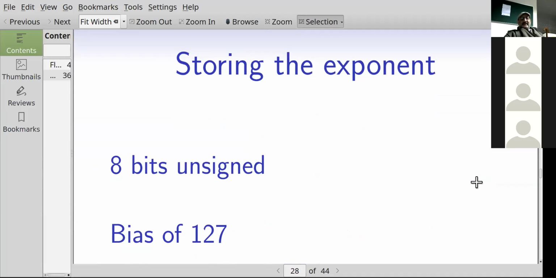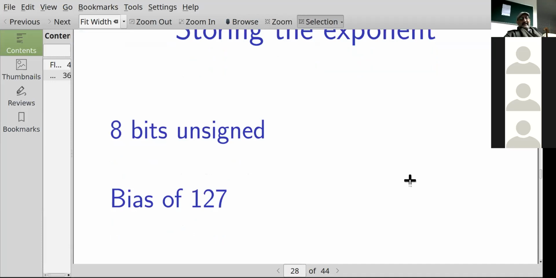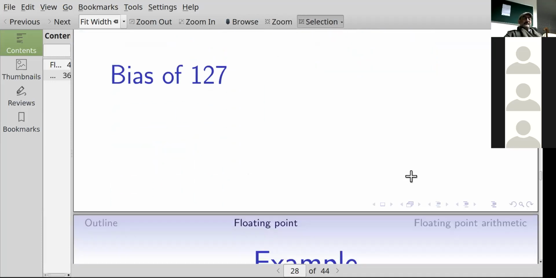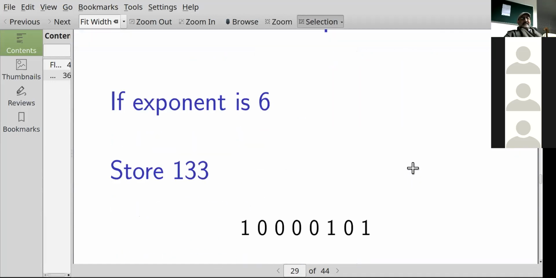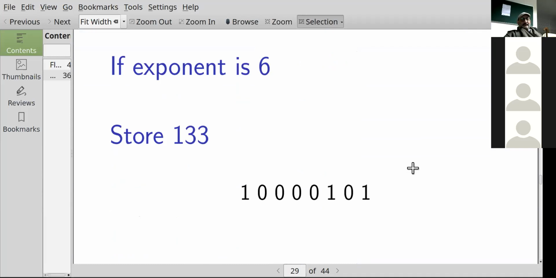The exponent doesn't have a sign, right? The way we get negative numbers is to give a bias. So we have 8 unsigned bits, and we have a bias of 127. So if the exponent is 6, we store 133, right? The binary for 133 is this string down here. And then we subtract 127 from it, we would get 6. So this is how you would store an exponent of 6.